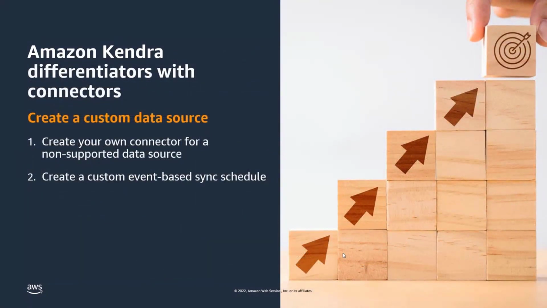Outside of the native connectors that we do support and the partner-developed connectors, one of the first differentiators when it comes to Amazon Kendra is that we also support the ability to create a custom data source. Meaning that if you have a data source today for your organization that's important and unique, and we don't support that today, and one of our partners don't have a solution for you, you can also create this custom API interface through the custom data source connector to support Amazon Kendra connecting to your data. You can also leverage this custom data source connector to create custom event-based sync schedules.